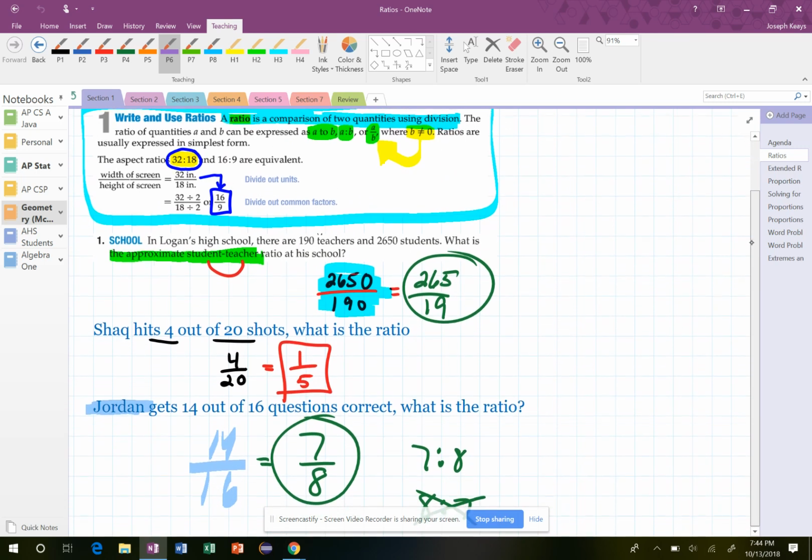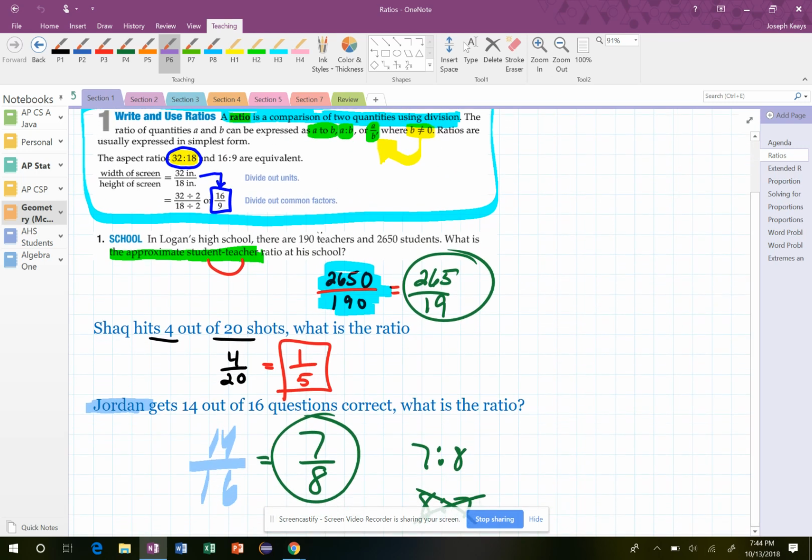Feel free to pause this and to check out the wording of this problem in here of how to write a ratio. Essentially, that was the answer, but that's not acceptable because it's not reduced down. That's the reduced down version. Notice Shaq hit 4 out of 20 shots. That looks like that's the answer if I'm asking you what's the ratio, but that's not the answer. That's the answer because that's reduced down.